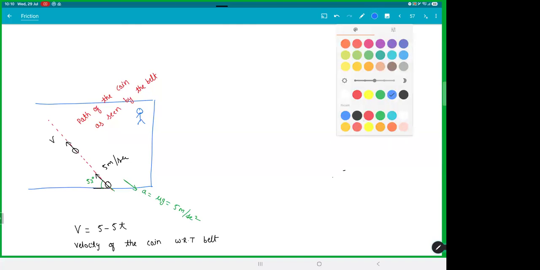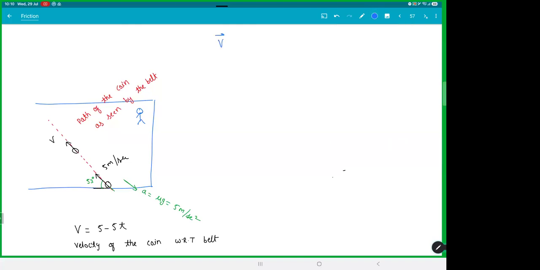Now you want it in the ground frame. So the velocity of the coin in the ground frame is the velocity of the coin in the belt's frame plus the velocity of the belt in the ground frame. You just have to add them vectorially.